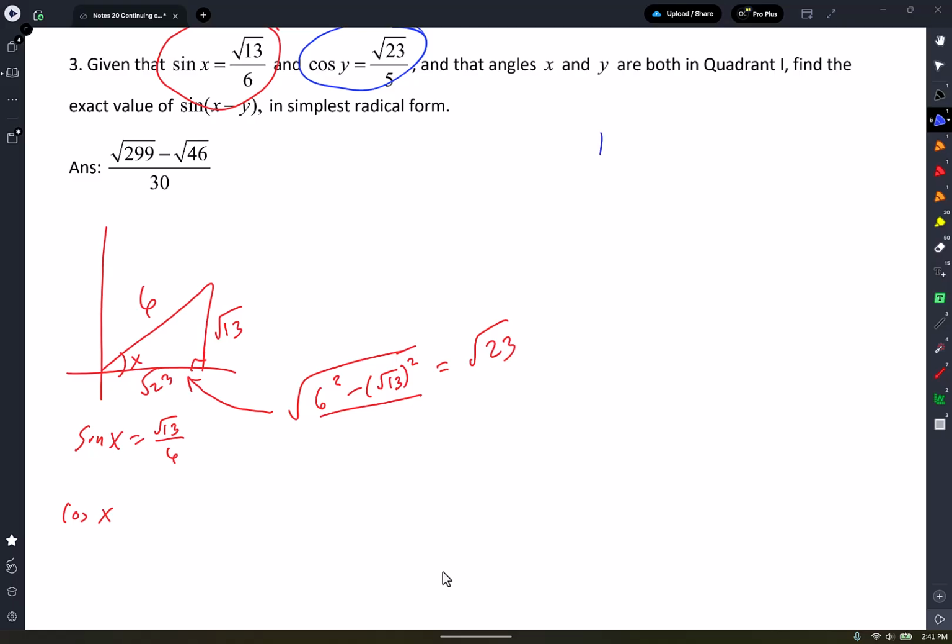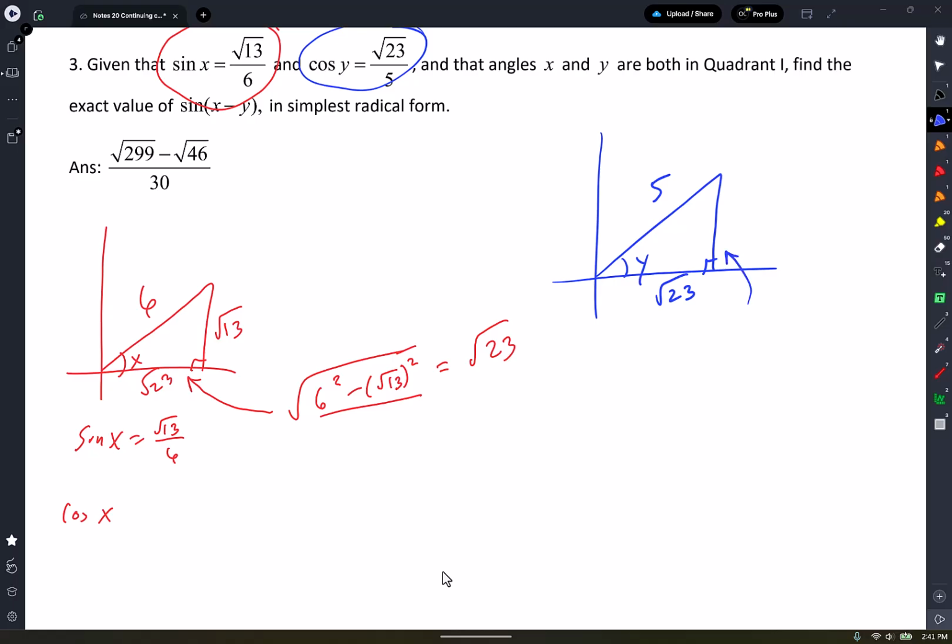I'm going to do this one in blue. So here it is. Label your right triangles. I'm in quadrant 1. There's my right angle. This is angle y. And they give you cosine. Cosine is adjacent over hypotenuse, so square root of 23 over 5. There it is.